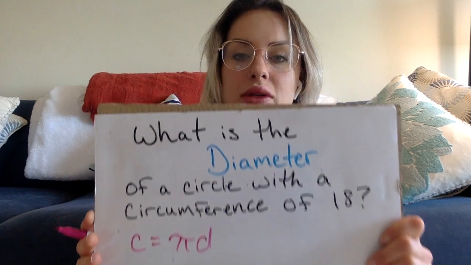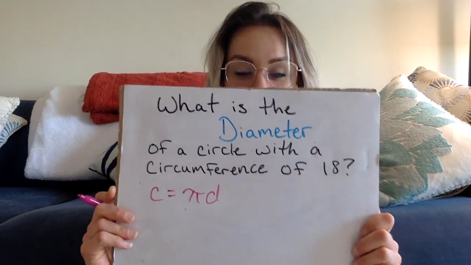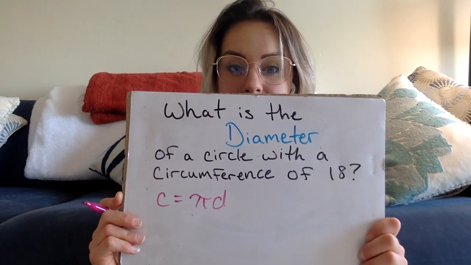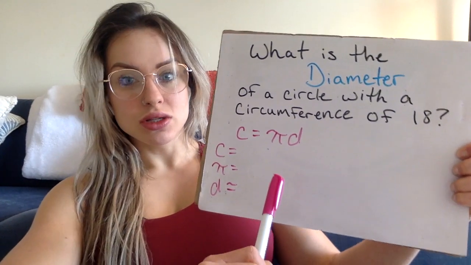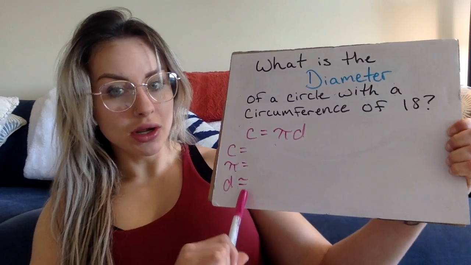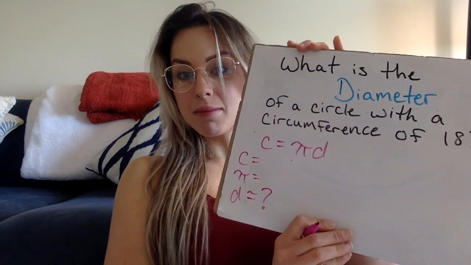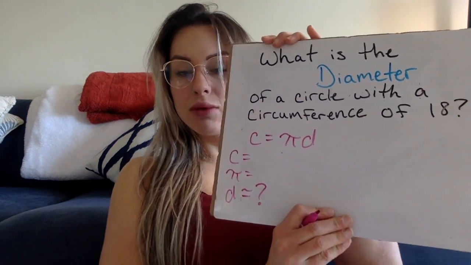Okay, so we've written the equation down. So next, we're going to write C equals, pi equals, and d equals. Okay, so then we're going to take a look at our question. So we want the diameter. So I'm going to put a question mark beside the diameter because we don't know what it is yet. And we know what pi is because pi is always 3.14. So we're going to write 3.14.